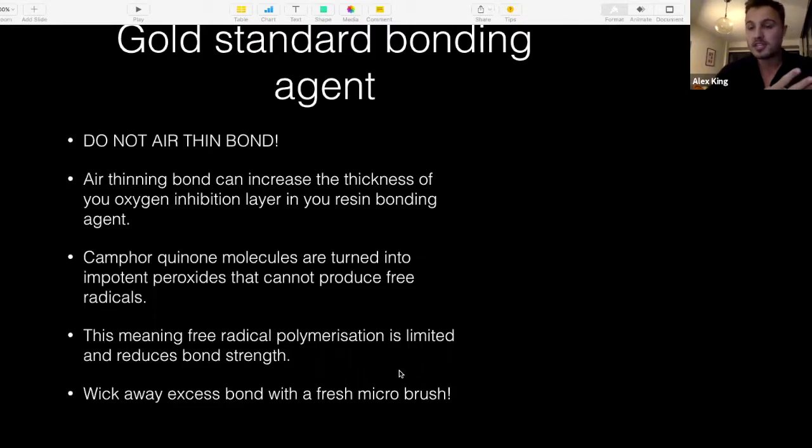So this is a third stage we can do. This is for the simple things, especially in university. Bevel your enamel, use chlorhexidine to deactivate MMPs, and don't air thin your bond, and don't put a shitload of bond on as well.